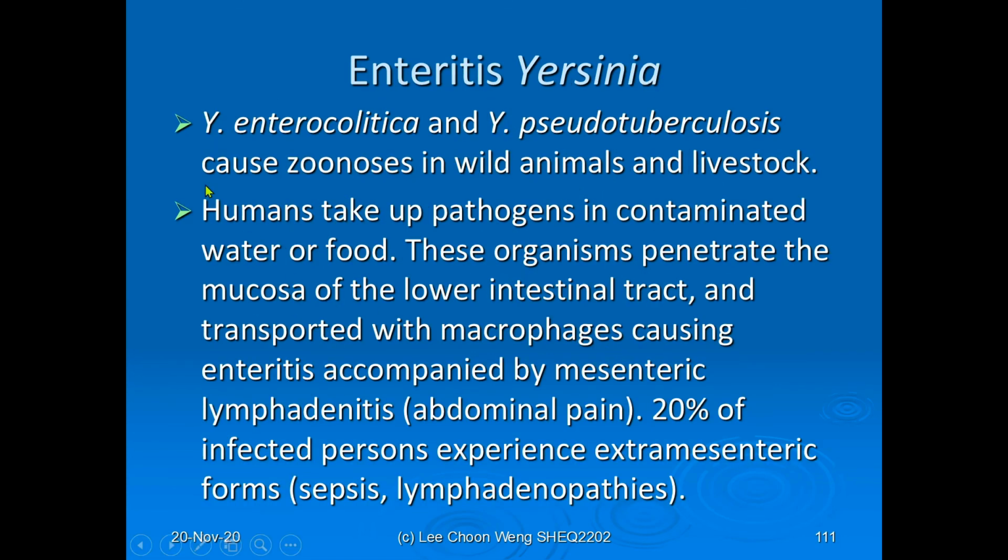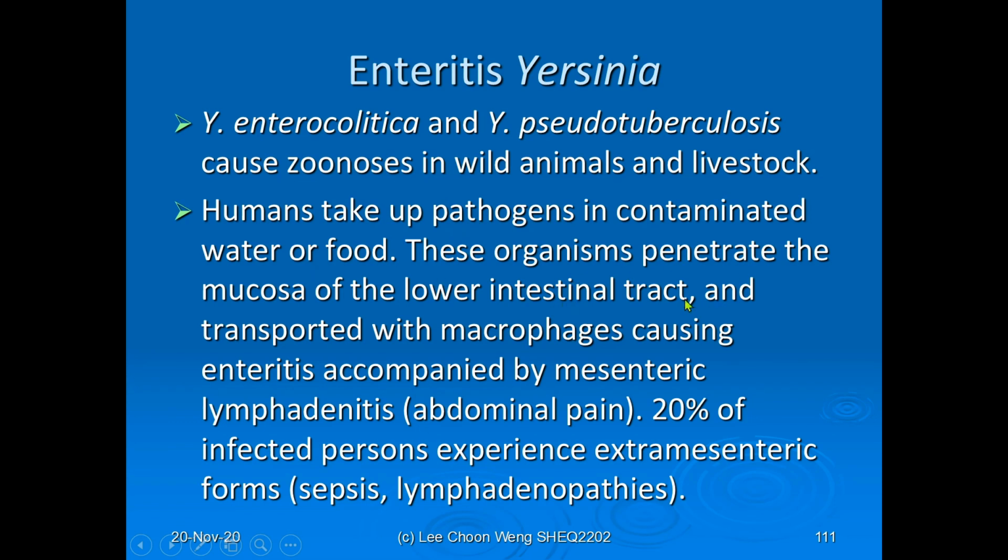So other than bubonic plague, you also have enteritis caused by Yersinia enterocolitica and Yersinia pseudotuberculosis. They also have reservoirs in wild animals and livestock, and infect humans who take up the pathogens in contaminated water or food.